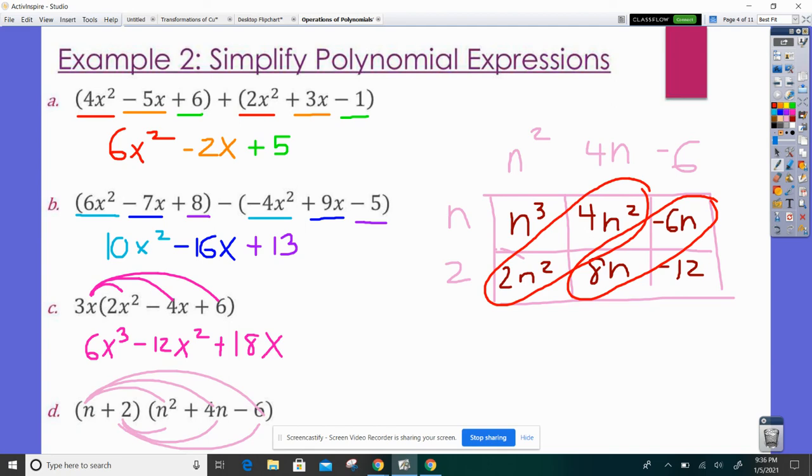So my first term, I'm going to bring down from right here, is n cubed. 4n squared plus 2n squared is going to give me 6n squared. Negative 6n plus 8n is going to give me a positive 2n, and then I'm left with this negative 12. Now, if I look at that, n cubed plus 6n squared plus 2n minus 12, I can't combine any of those, so that's my final answer.